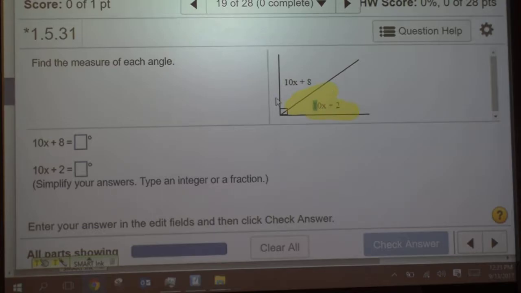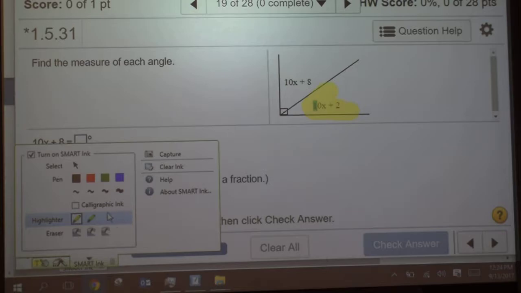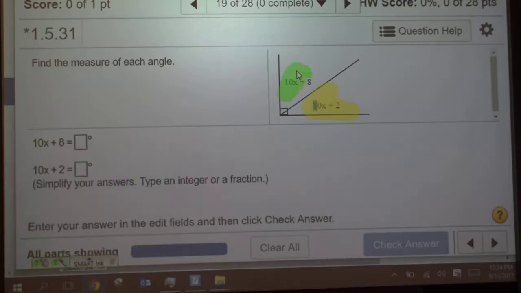We're looking at that angle there, and that angle there. Those are the two that are adjacent. We're using the angle addition postulate, so those are the two that we're going to add together. So there's the relationship: 10x plus 8 plus 10x plus 2.